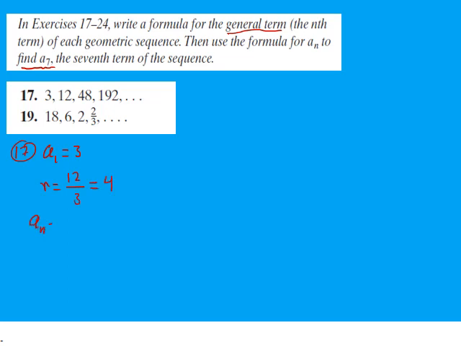An is equal to A1 r to the power of n minus 1. So the general term is 3 multiplied by 4 to the power of n minus 1. What if I wanted to find the 7th term? It's 3 multiplied by 4 to the power of 7 minus 1. So it's 3 multiplied by 4 to the power of 6, which is equal to 12,288.